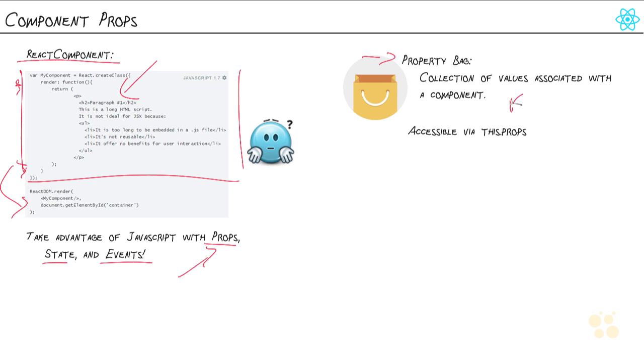Typically they are a key value pair. So there's a key or a name of the value and then the actual value itself. And you're going to access it inside of this render function with something called this.props. I'll show you in a moment with some live demos how we can do that.